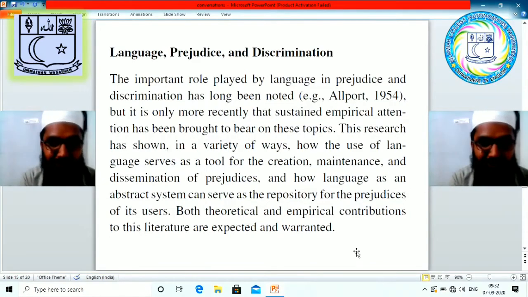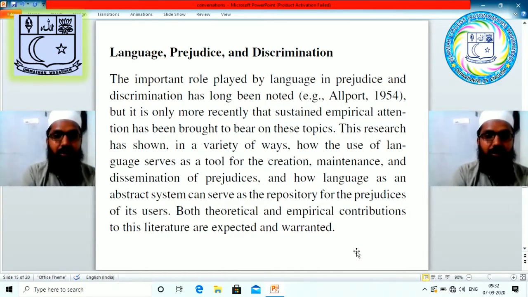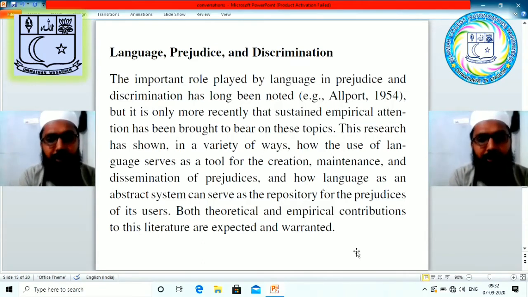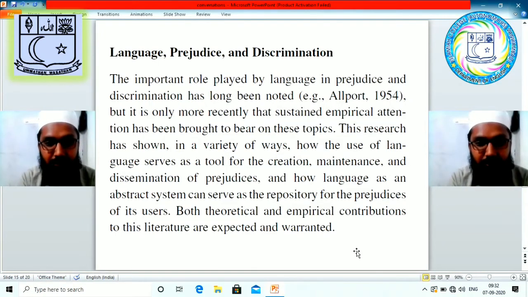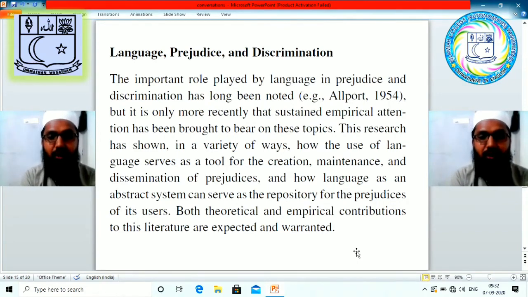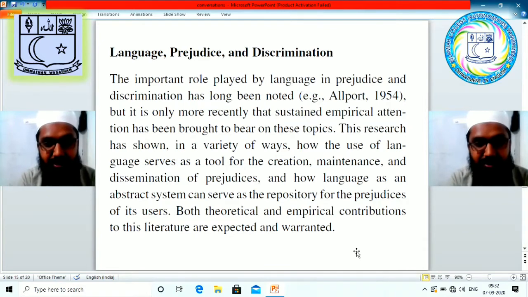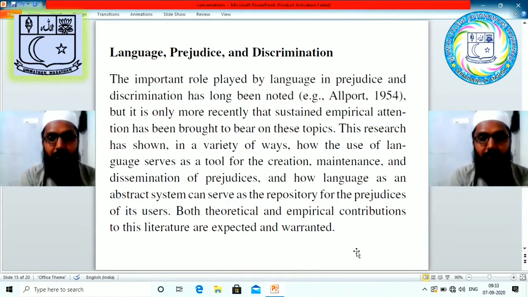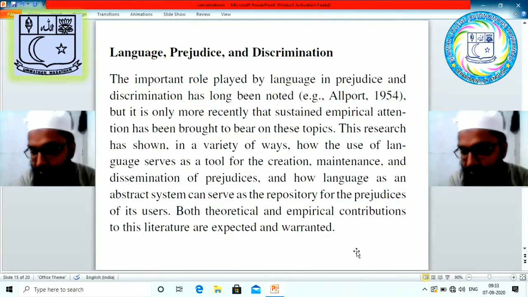Language, prejudice, and discrimination. The important role played by language in prejudice and discrimination has long been noted, but it is only more recently that sustained empirical attention has been brought to bear on these topics. This research has shown in a variety of ways how the use of language serves as a tool for the creation, maintenance, and dissemination of prejudice, and how language as an abstract system can serve as a repository for the prejudices of its users. Both theoretical and empirical contributions to this literature are expected and warranted.